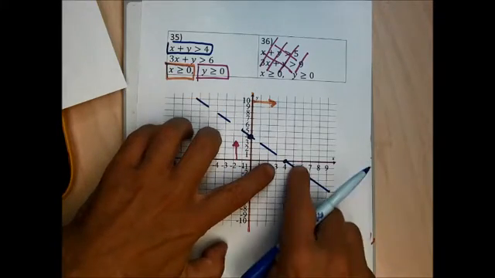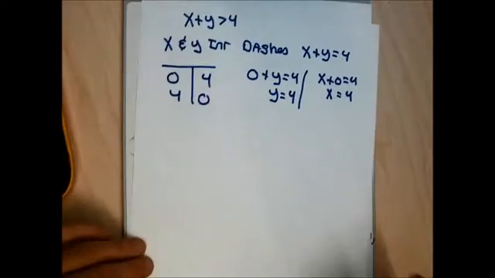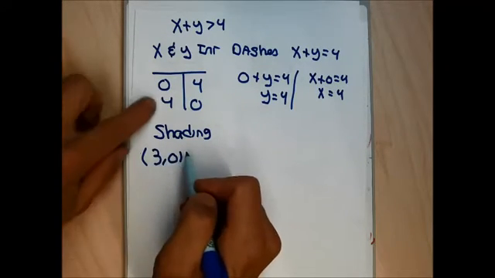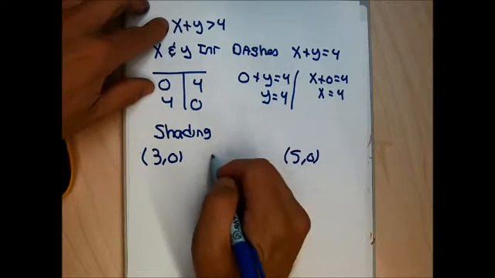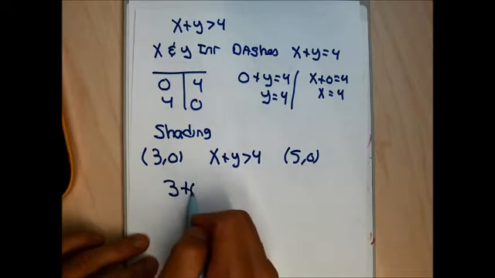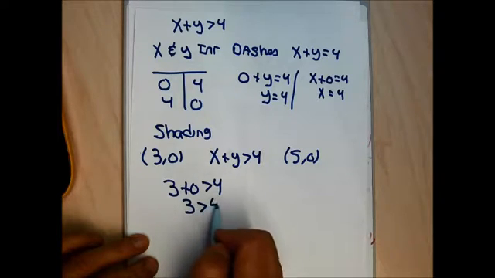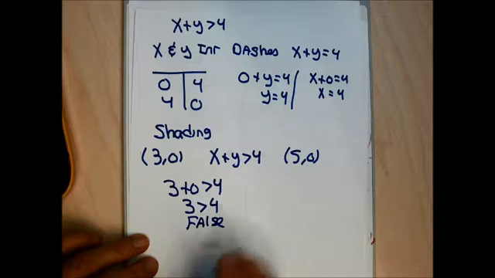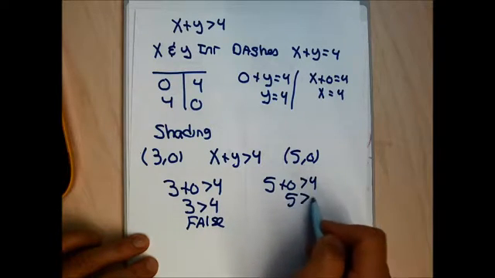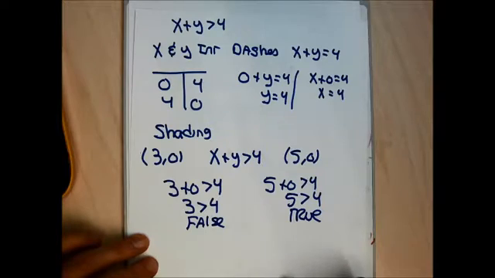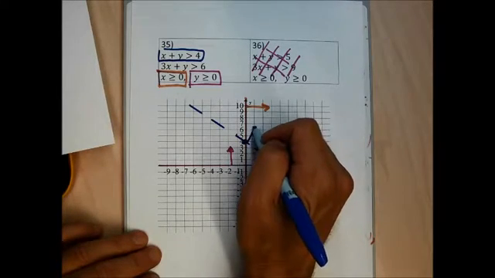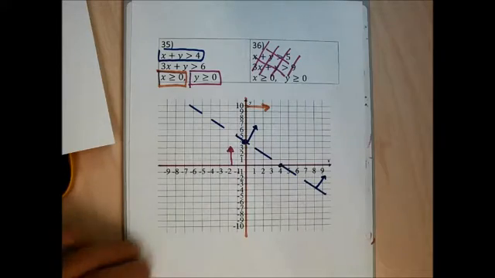And for shading, I'm going to check 3, 0, and 5, 0. 3, 0 is to the left of 4, 0. 5, 0 is to the right. And I'm going to try those in x plus y is greater than 4. So for 3, 0, I'm going to see if 3 plus 0 is bigger than 4. That simplifies to 3 is bigger than 4, which is not true. Now I'm going to plug 5 and 0 in and get 5 plus 0 is bigger than 4. That gives me 5 is bigger than 4, and that's actually true. So the blue line needs to shade towards 5, 0, and 5, 0 is out here. I'm going to keep my shading in the first quadrant, and I'm shading up and to the right for that one.